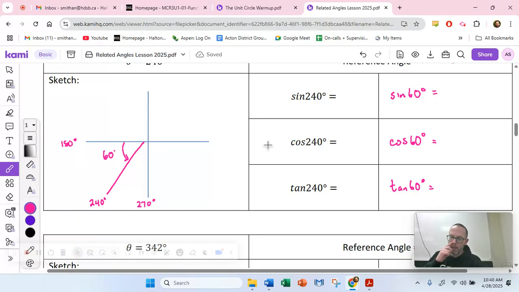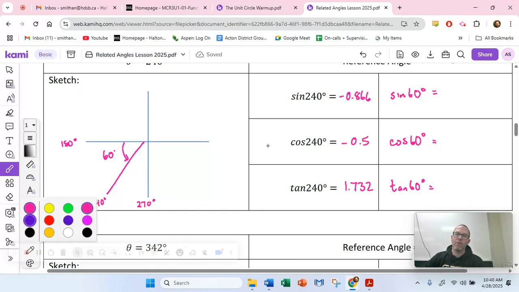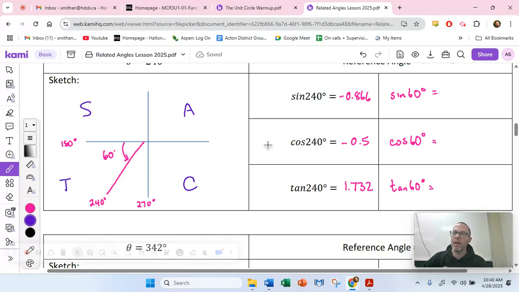Sine 240 is negative 0.866. Cosine 240 would be negative 0.5. Tan 240 is 1.732. Only tan was positive, which makes sense. We're in that tan quadrant according to the CAST rule, right? It made sense that sine and cosine were negative.